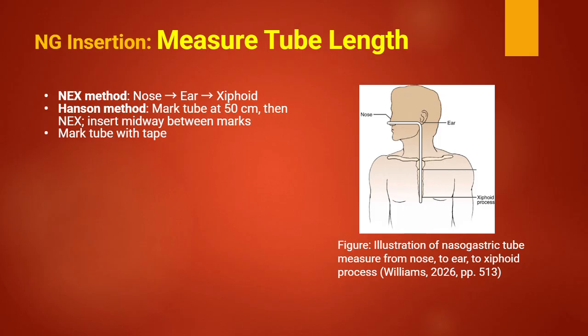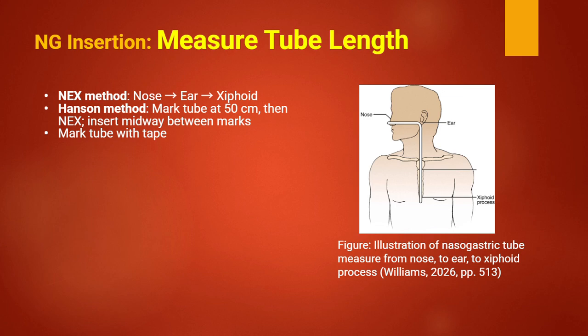When inserting a nasogastric tube, measuring the correct length is critical to ensure the tube reaches the stomach and not the respiratory tract. If the tube is not measured correctly, it can result in underinsertion, where the tube doesn't reach the stomach, or malposition, where it may coil in the throat or enter the lungs, both of which are dangerous.